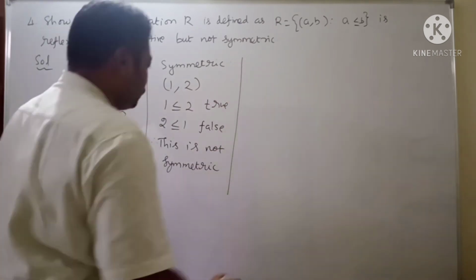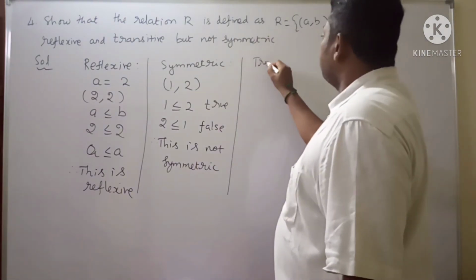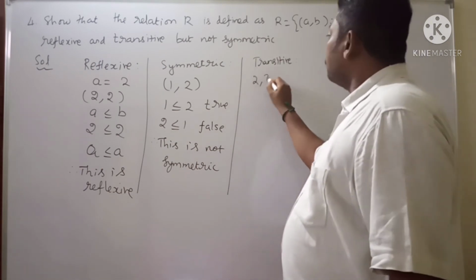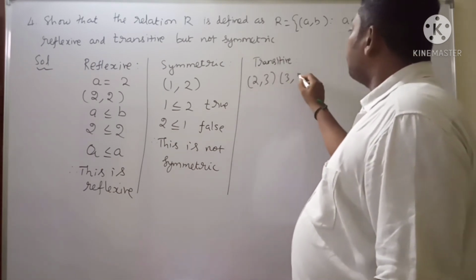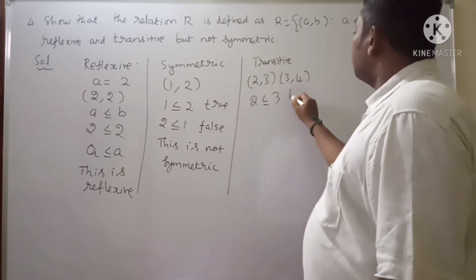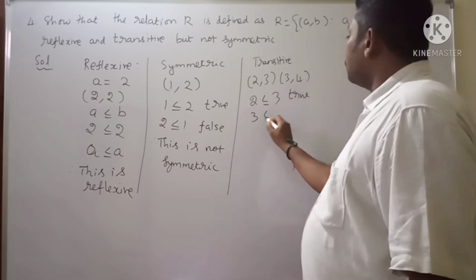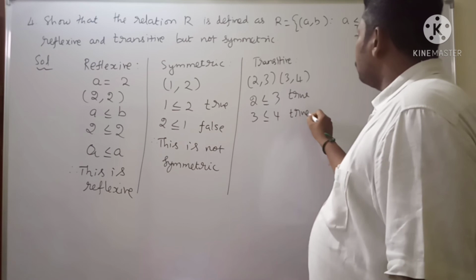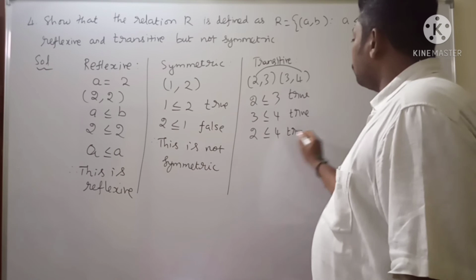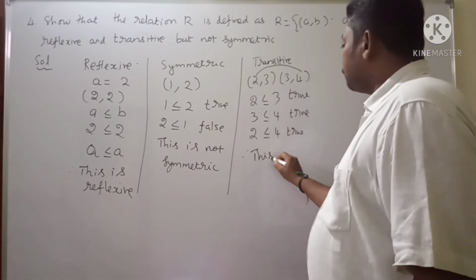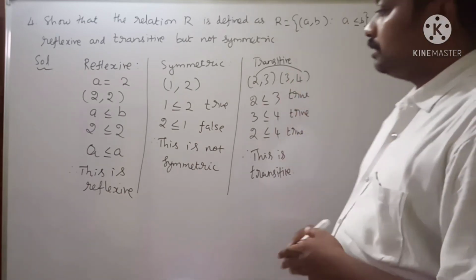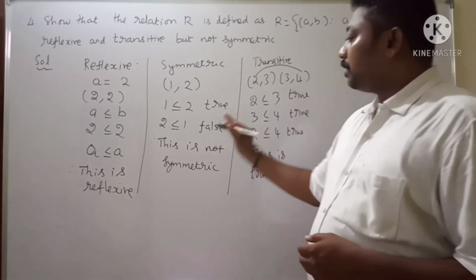Okay, so let's check for transitive. We will check (2, 3) and (3, 4). So 2 ≤ 3, this is true. 3 ≤ 4, this is also true. And 2 ≤ 4, so this is also true. Therefore, this is transitive. So the given relation is reflexive and transitive but not symmetric.